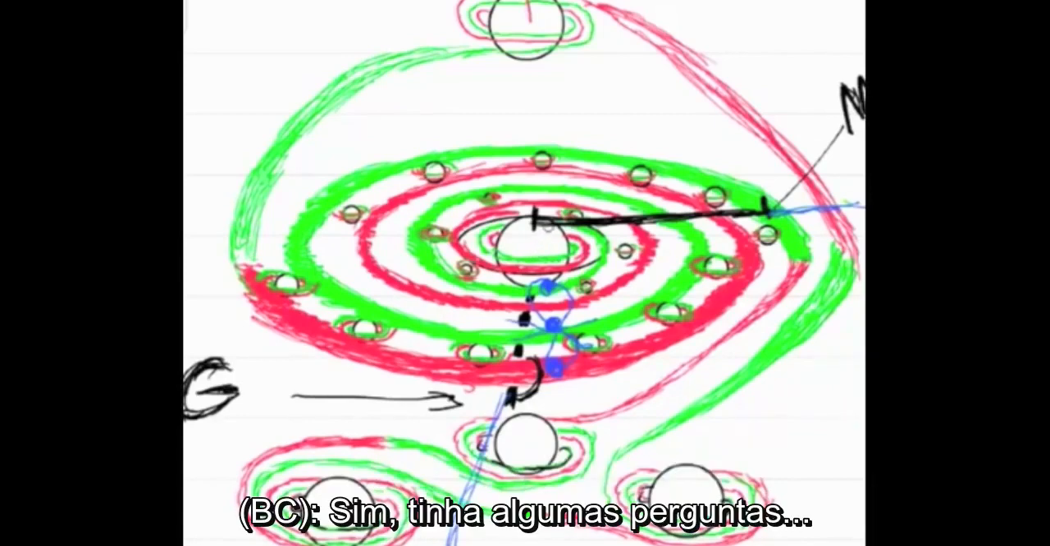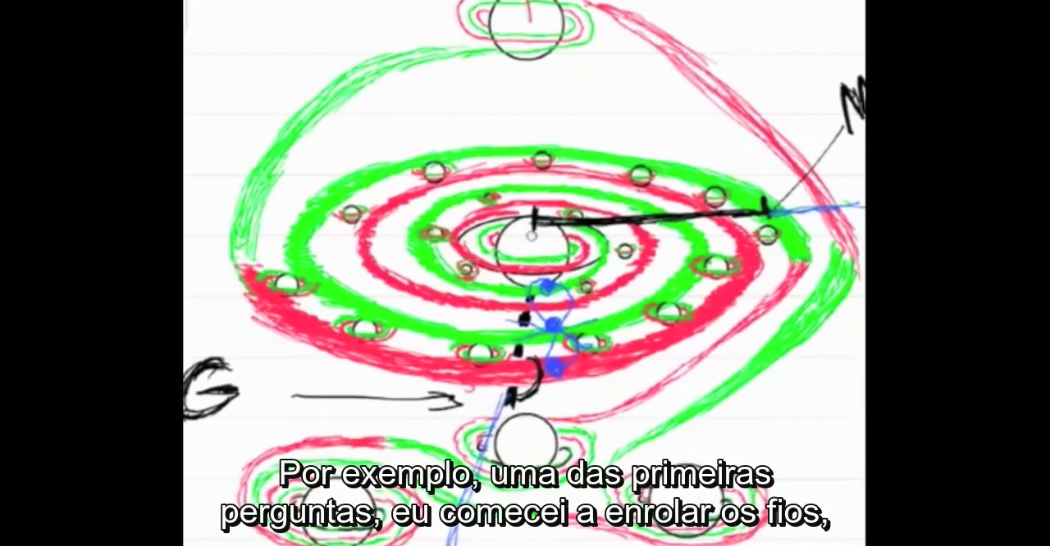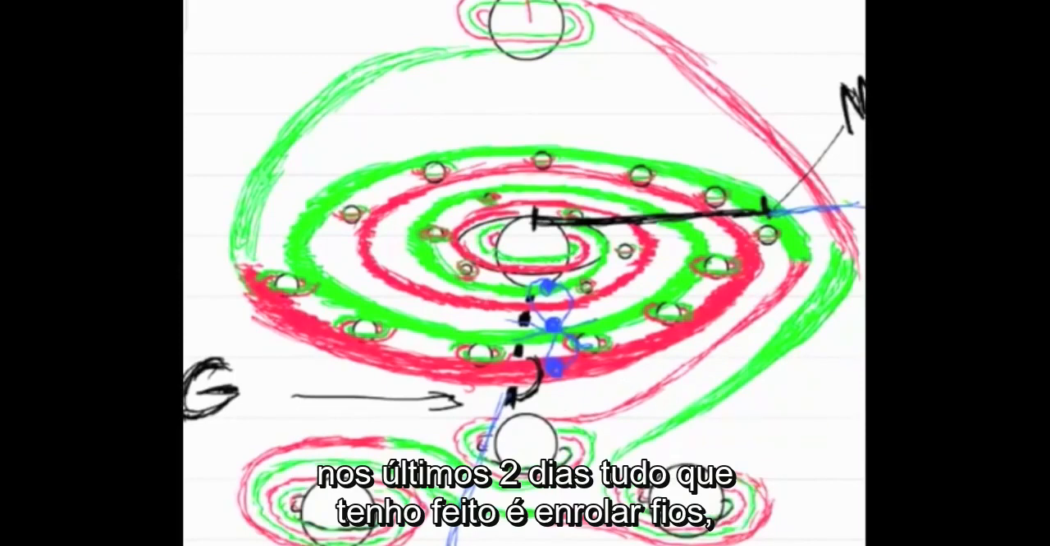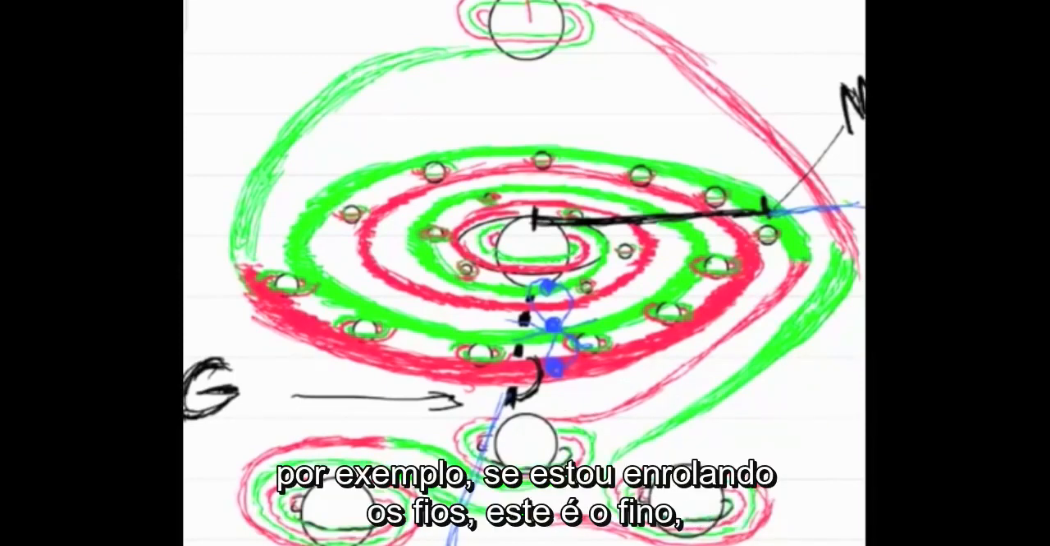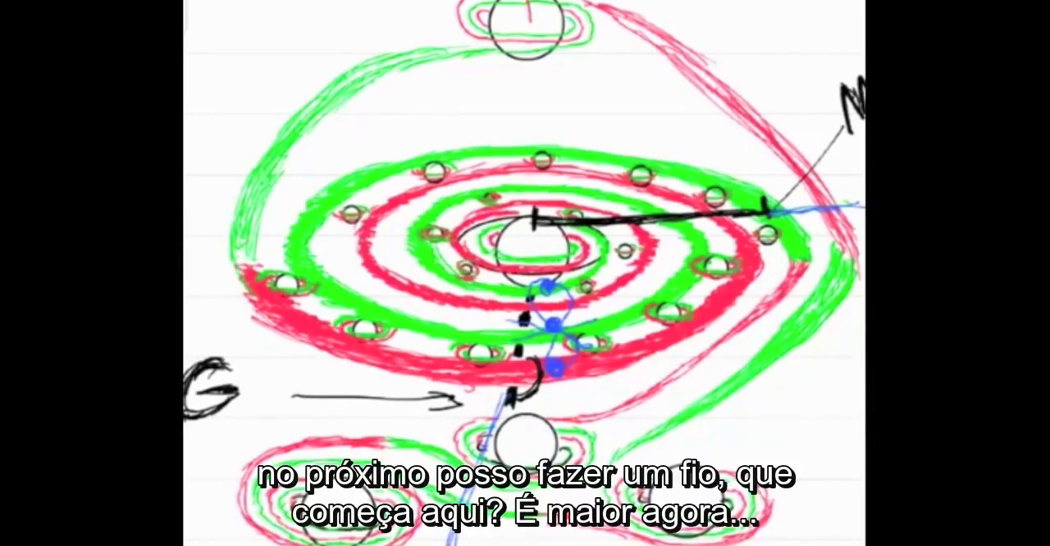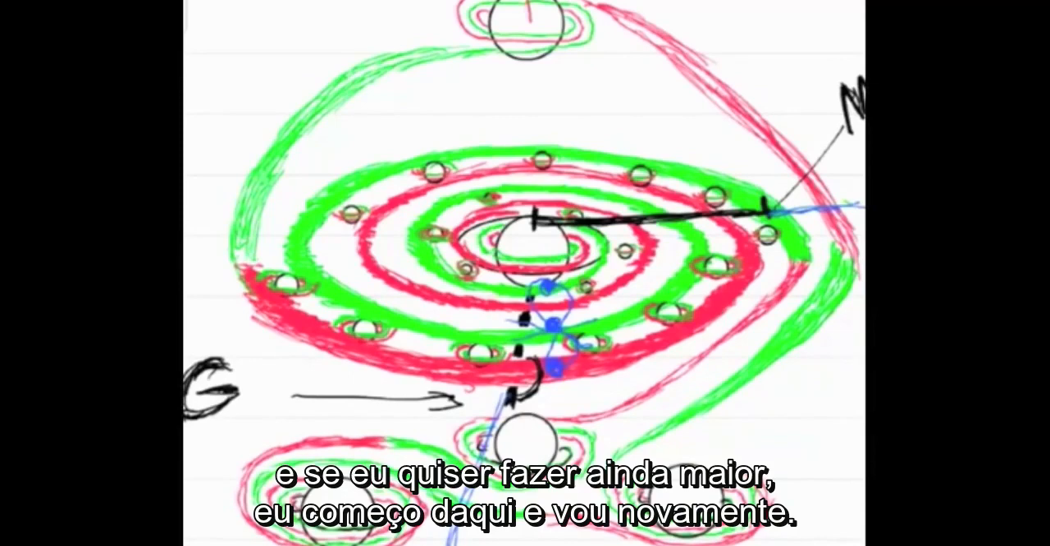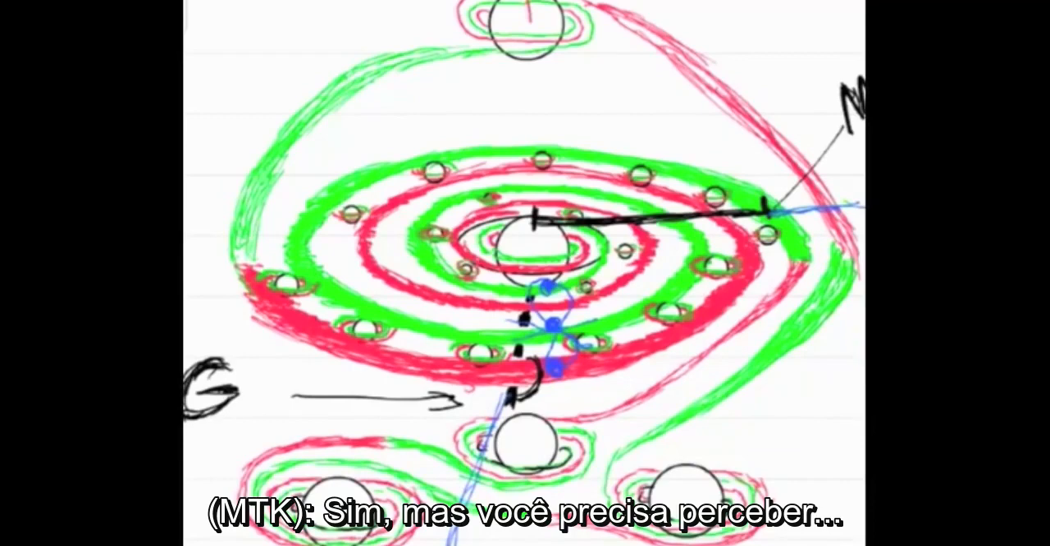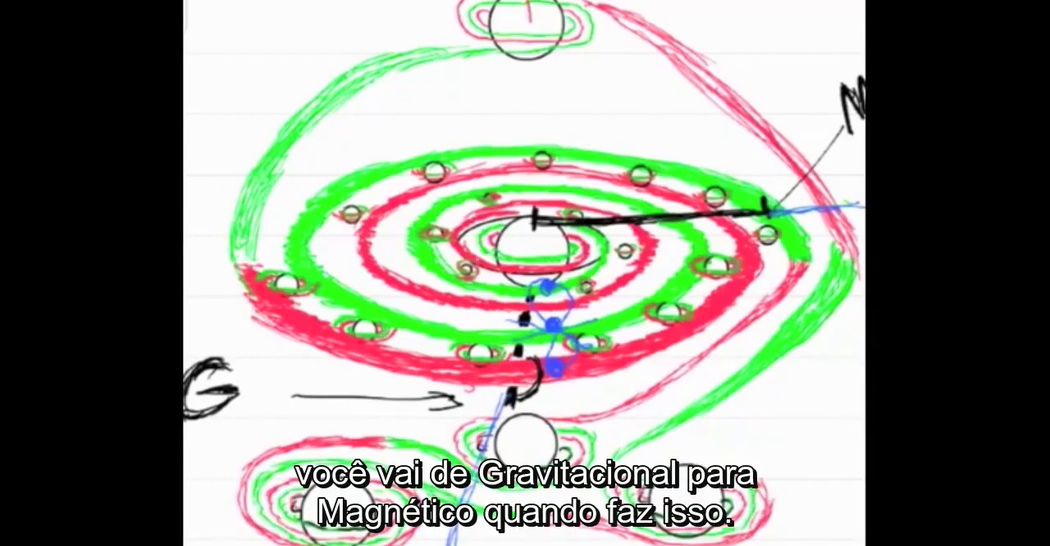Yeah, there were some questions to build it. For example, one of the first questions: I started winding the wires already the last 2 days. This is all what I'm doing, winding the wires. So for example, if I'm winding the wire, this is the thin one, and I want to expand it, like I was mentioning, I go to the next one to make it wider. I start from here, but it's bigger now. And then if I want to make it even bigger, I start from here and I go again bigger. Yes, but you have to realize you go from gravitational to magnetical when you do this.